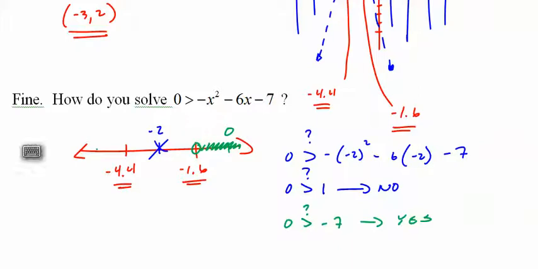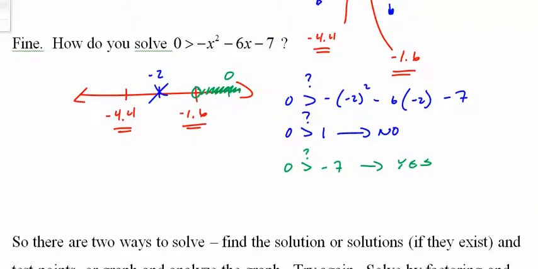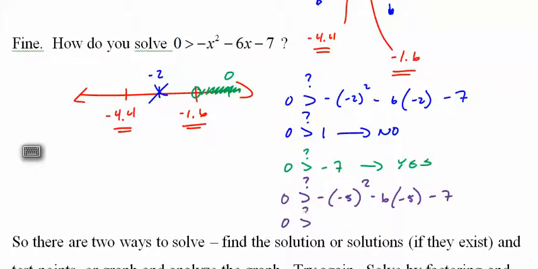And then let's try negative 5 out here. Is 0 greater than negative 5 squared minus 6 times negative 5 minus 7? 25, negative 25 plus 30 is 5, minus 7 is negative 2. Is 0 greater than negative 2? Yes. So here's our two ways to solve.